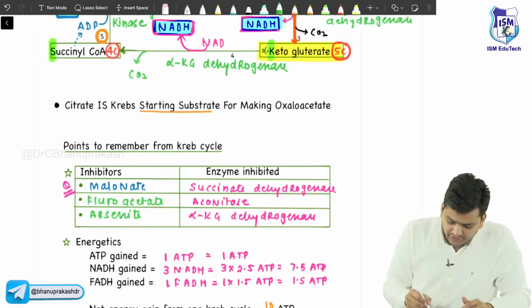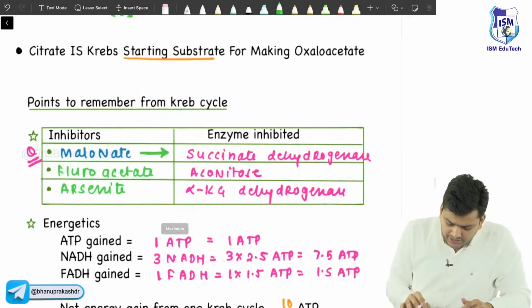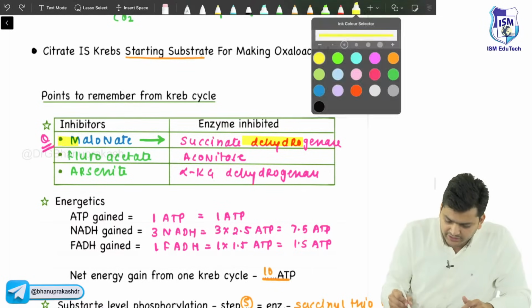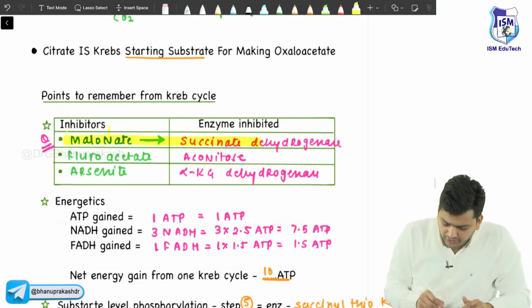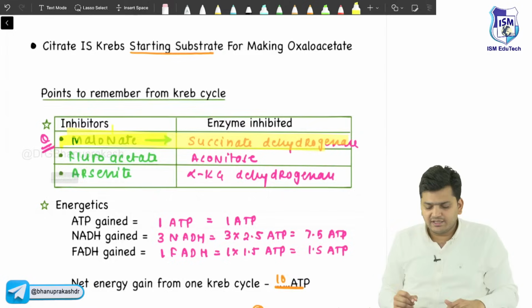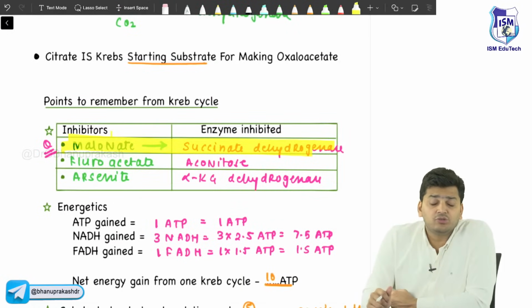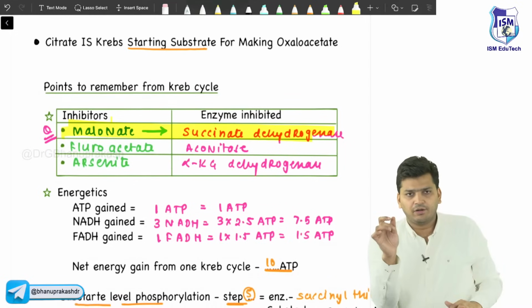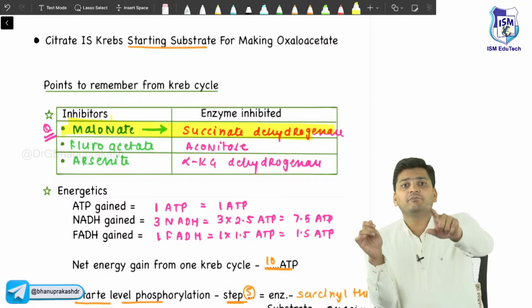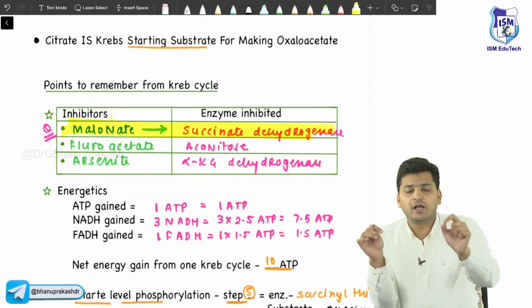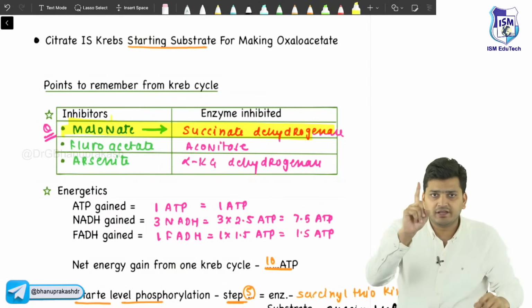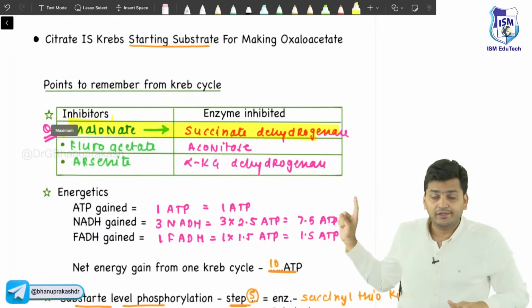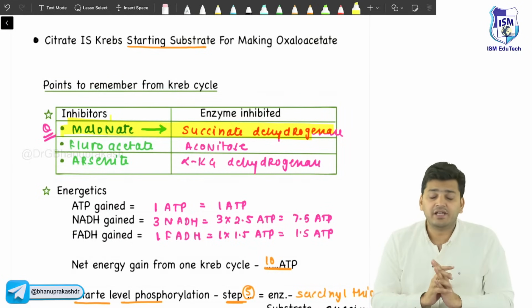There is an inhibitor which can inhibit the Krebs cycle, and the most important, the only one I want you to remember, is malonate. Malonate is going to inhibit which enzyme? Succinate dehydrogenase. So, what are the points to be remembered? Krebs cycle occurs where? Mitochondria. How much ATP from the Krebs cycle? 10 ATPs. There is one toxin which can inhibit the Krebs cycle, the important one, malonate. It inhibits which enzyme? Succinate dehydrogenase.